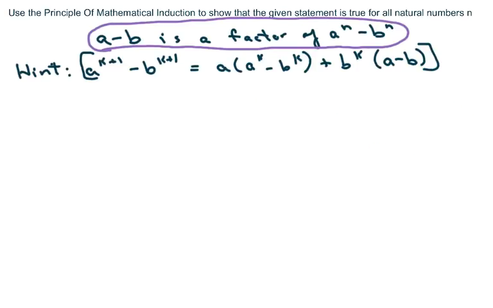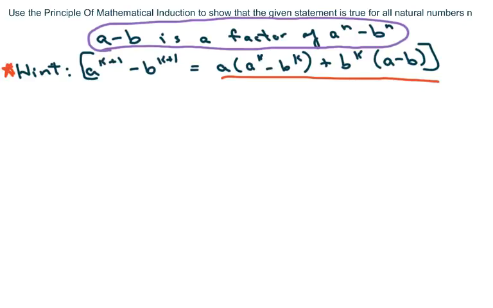What we're going to do is look at the hint, because when they give you a hint, it's going to be very helpful. When they give you a hint in mathematics, that means they want you to use it. So here's your hint: a to the k plus 1 minus b to the k plus 1 equals this. I'm not going to read it, you can read it here. You can work this out and FOIL it out, and you'll see that this works out. So that's what we're going to use.